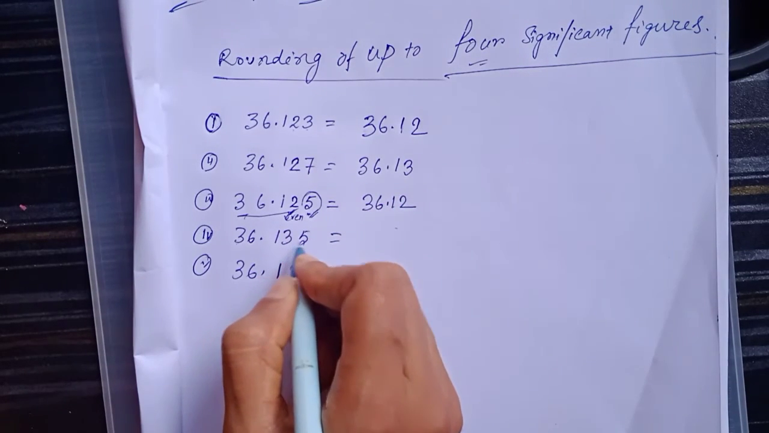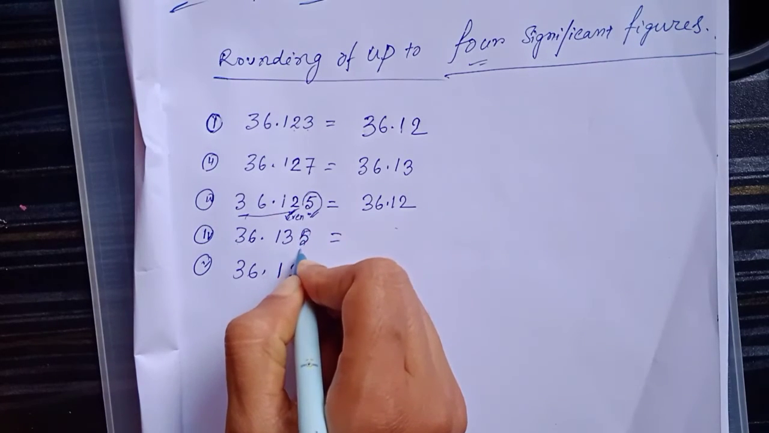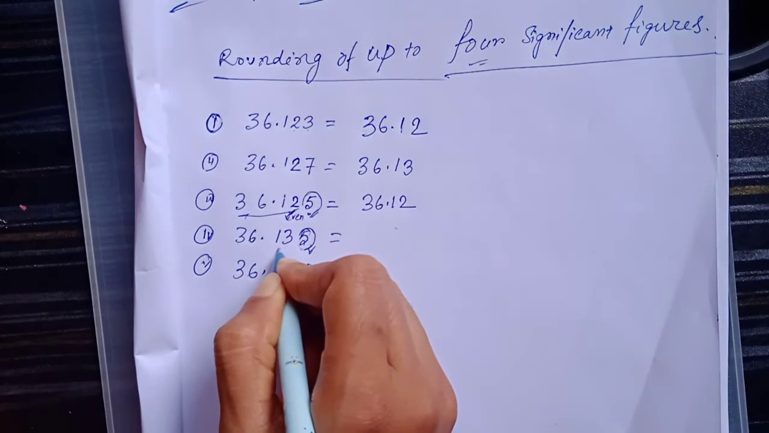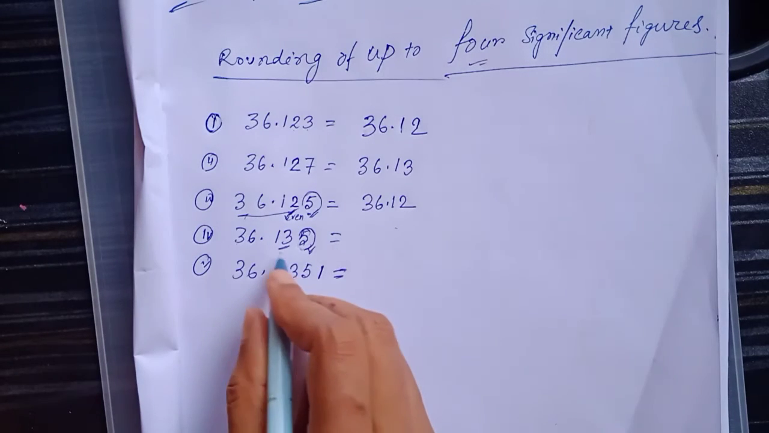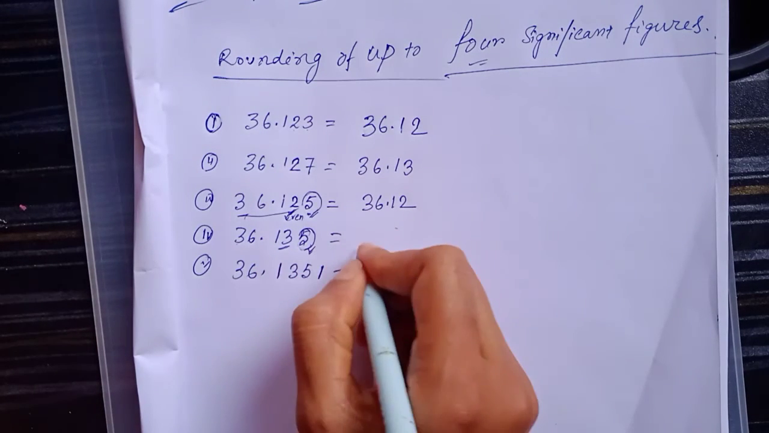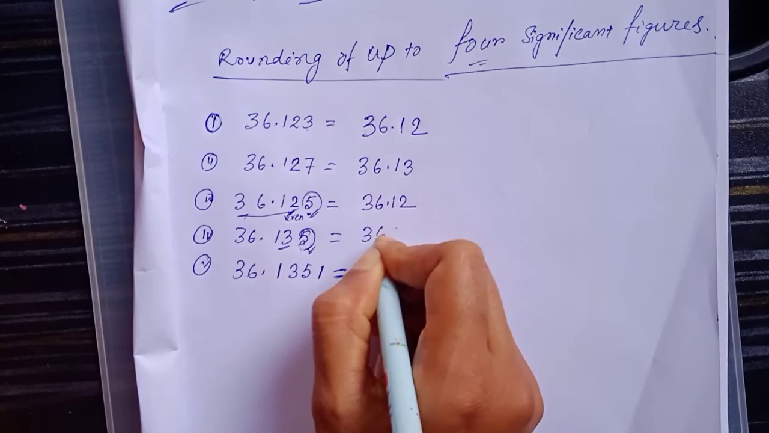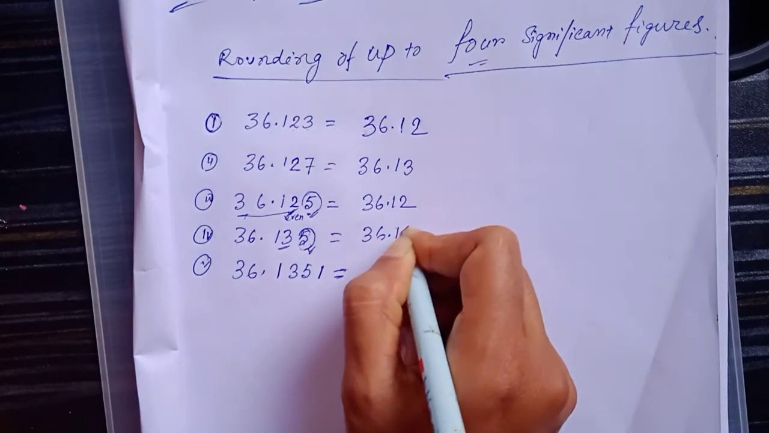Similarly, if the last digit is 5 and the digit exactly before this, that means the 4th digit here, is odd, then this digit is increased by 1. That means our answer will be 36.14 in this case. Okay.